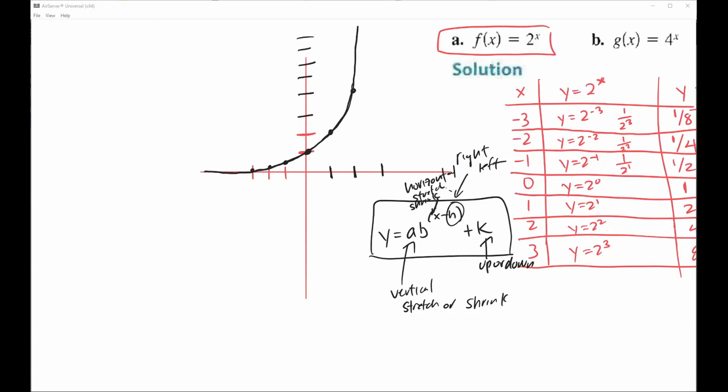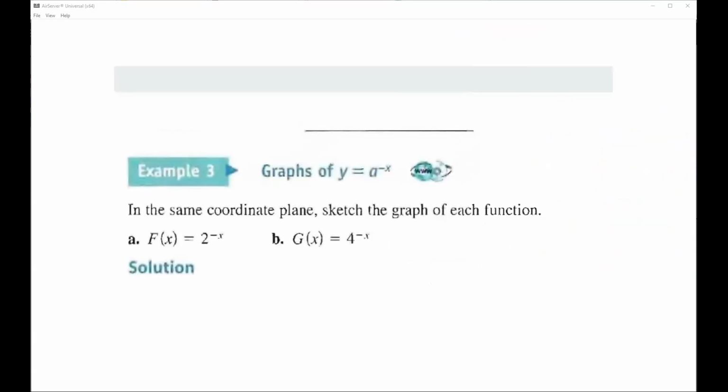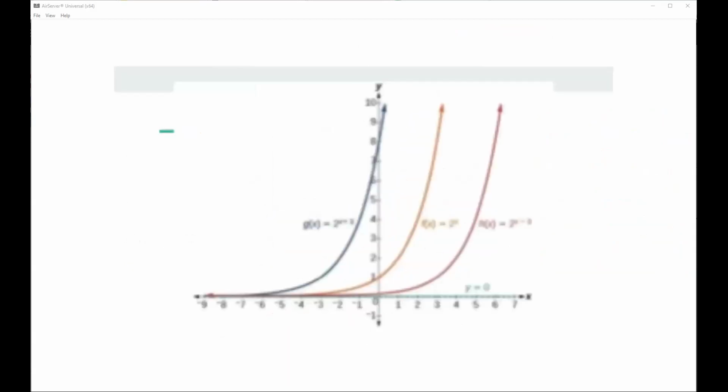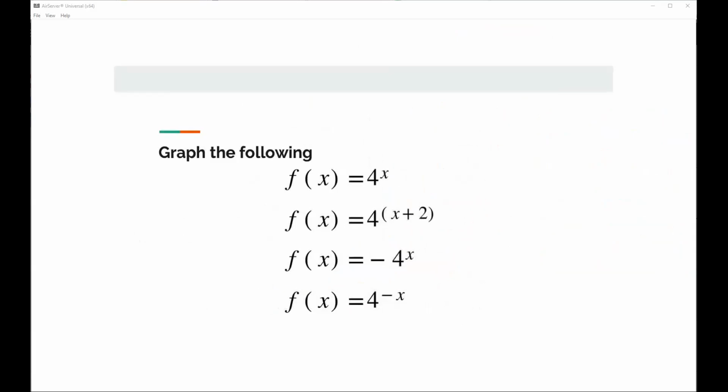All right, here's what I want you to do now. I want you guys to graph the following, at least the first two if you can. Put everything on the same graph. With this transformation, that tells me your shifts and stuff really well. So try this. What does the negative in front of the exponent do?